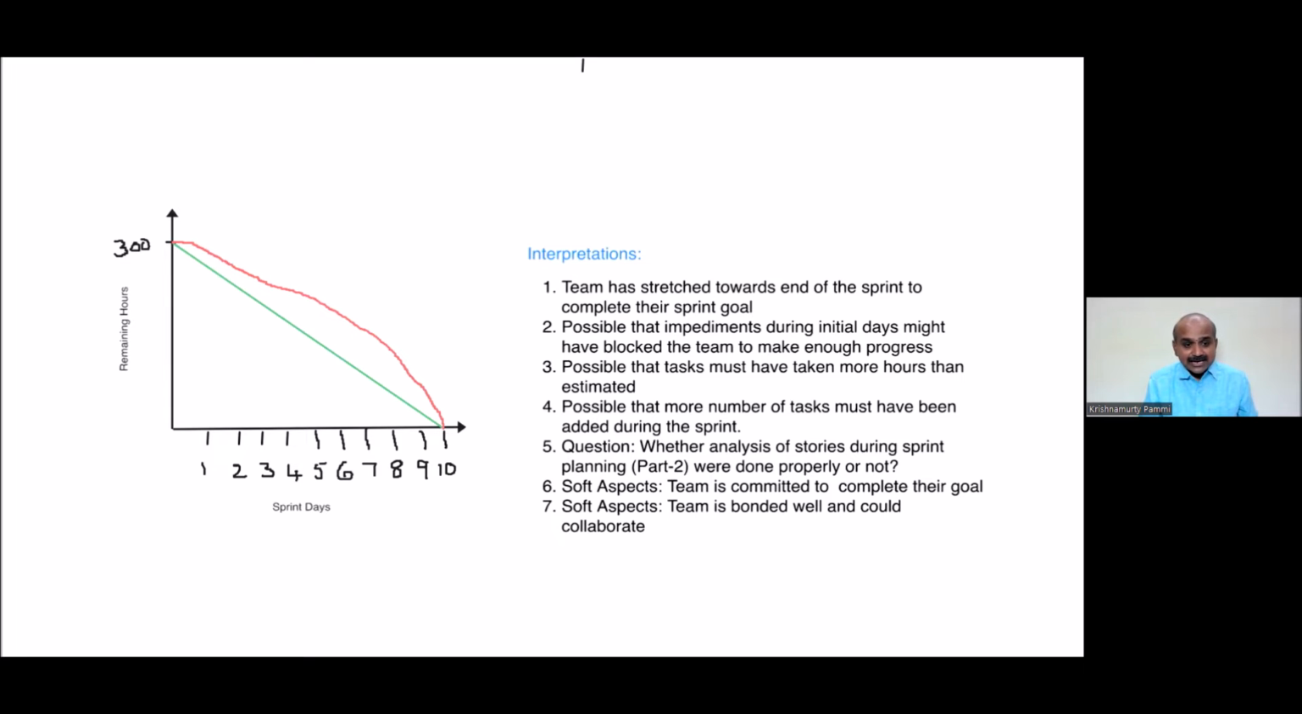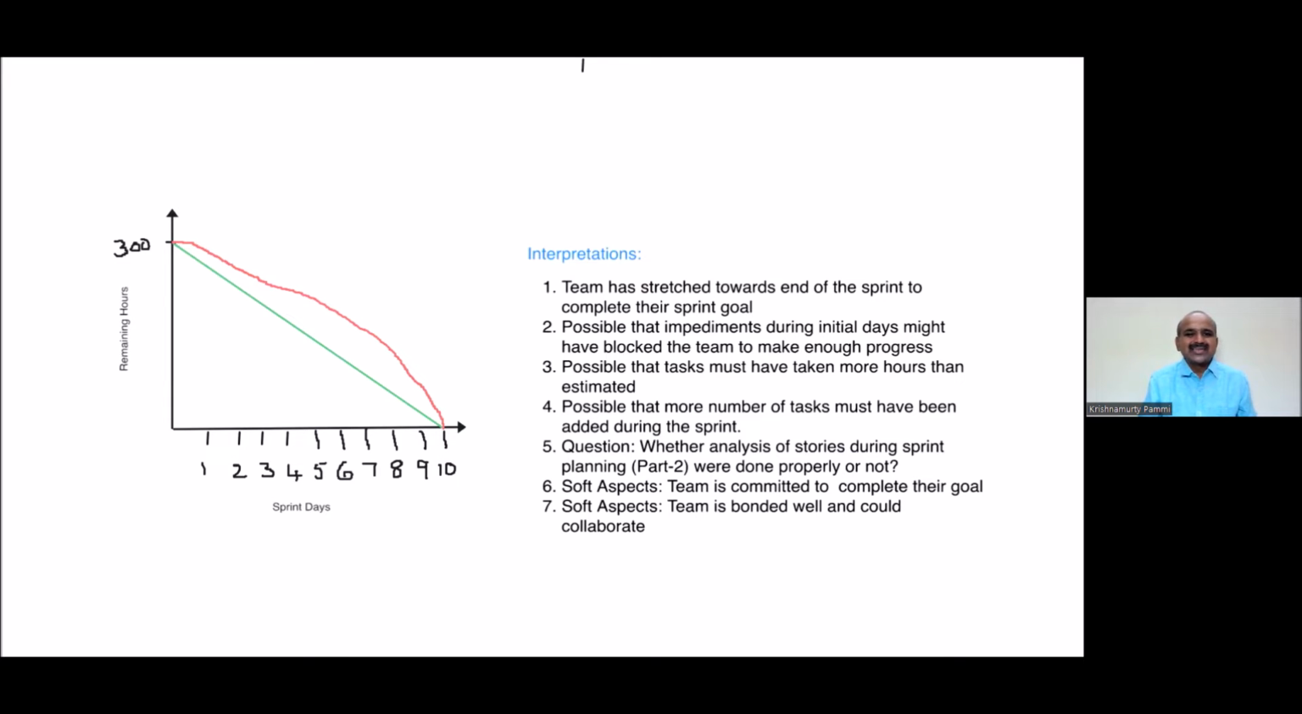For example, if certain stories have taken more hours than expected, or if certain tasks are not identified during the sprint planning, that means the analysis is not done properly. That means the sprint planning part 2, where the team meets and analyzes each story and splits each story into tasks, is not done properly. Or maybe 1 or 2 people must have taken the lead while designing or splitting the story into tasks, but not all people must have been involved in terms of contributing to sprint tasks.